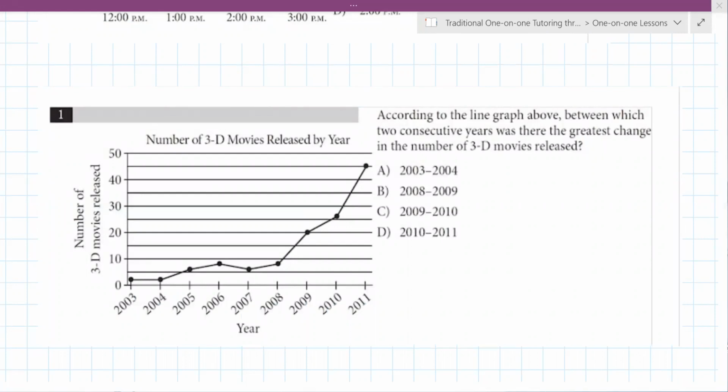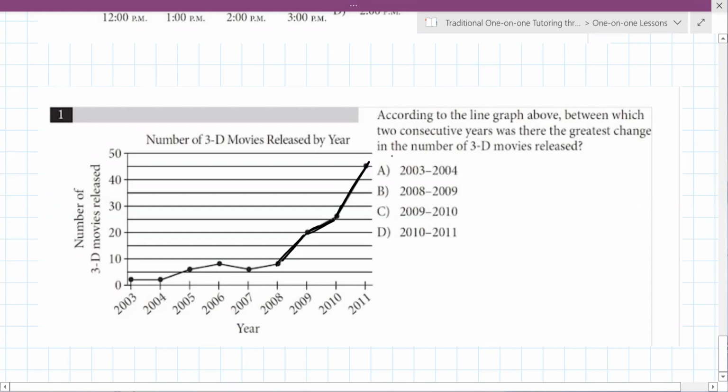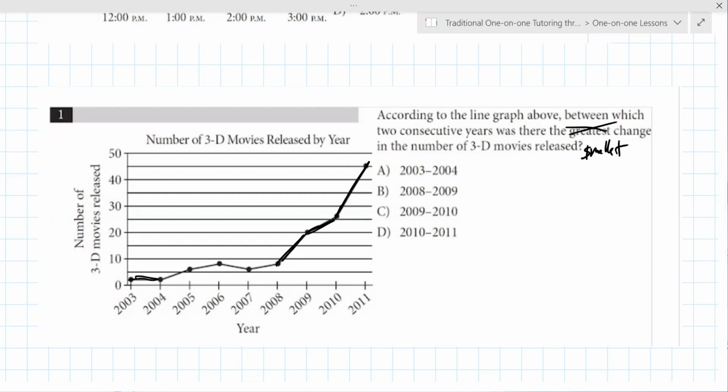According to the line graph above, between which two consecutive years was the greatest change in numbers of 3D movies? D. Okay, from 2010 to... so you're looking for the one with the steepest line, right? Yeah, and I think 2008 to 2009 is pretty good, but not quite as steep as that other year there. And when it says greatest change, if it said smallest change, that would change the answer altogether as well. Okay, let's see if we got another one here.